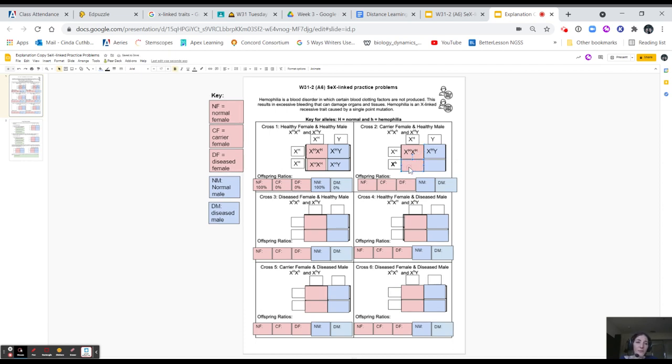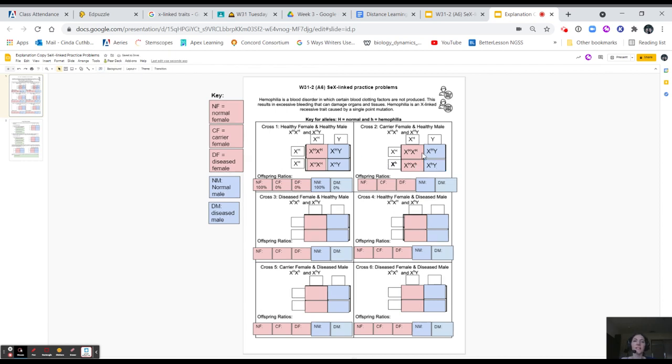All right, so here's where we have a difference. We have here X big H, X little h. So X big H, I'm going to copy, but then I'm going to change my big H to a little h. And then my male is going to be X little h, and a Y. Make that a capital Y.